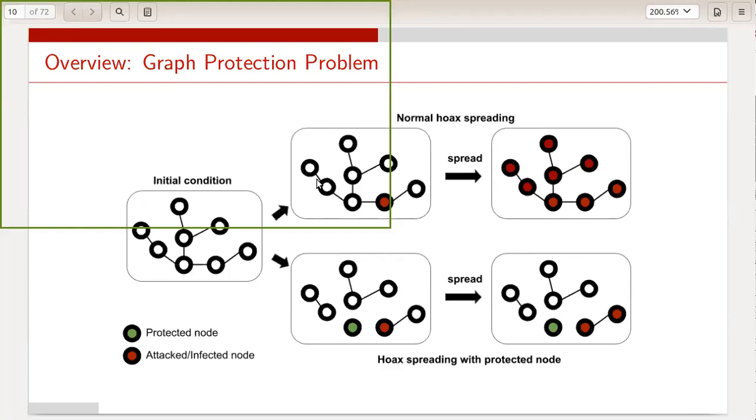Yeah, it's the same for all of the other nodes. I hope you understand my explanation. Yes, I see. I have one question. Yeah, please.